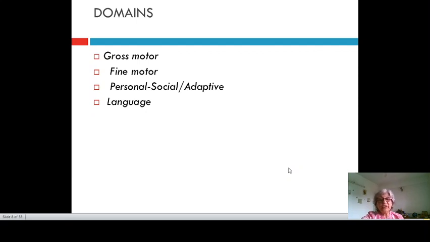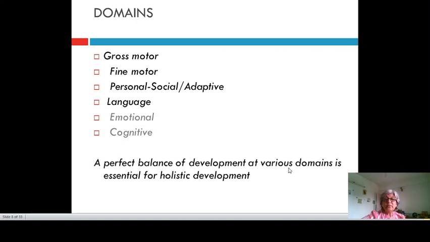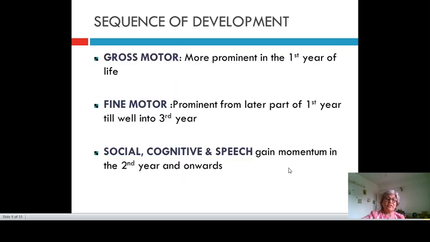Another is language, communication, which includes receptive language, understanding, and expressive language, verbal or non-verbal. Two other aspects are emotional development and cognitive development. All of these are under the domain of intelligence, a lot of it. So cognitive development, unless the intelligence is developed properly, these will not take proper shape. So a perfect balance of development in various domains is essential for holistic development.